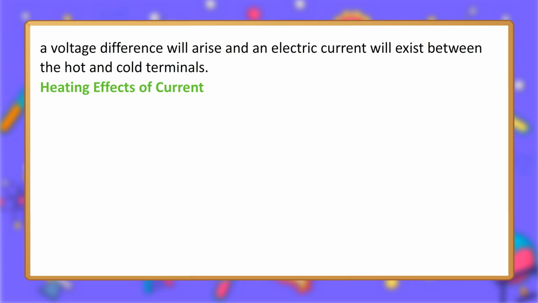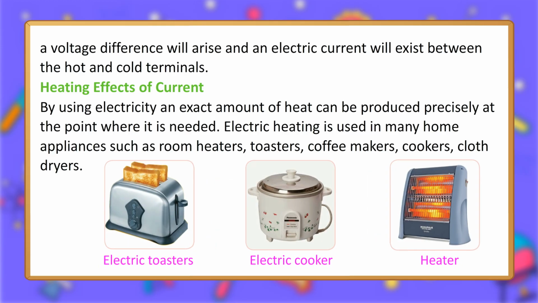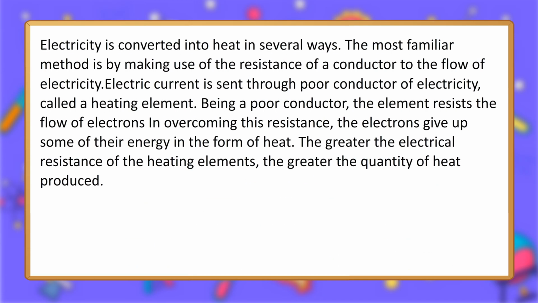Heating effects of current. By using electricity, an exact amount of heat can be produced precisely at the point where it is needed. Electric heating is used in many home appliances such as room heaters, toasters, coffee makers, cookers, cloth dryers. Electricity is converted into heat in several ways. The most familiar method is by making use of the resistance of a conductor to the flow of electricity.